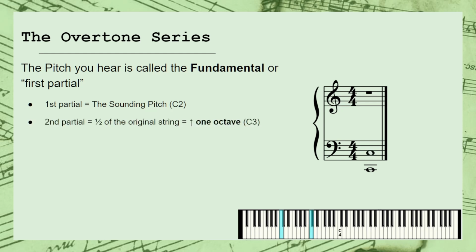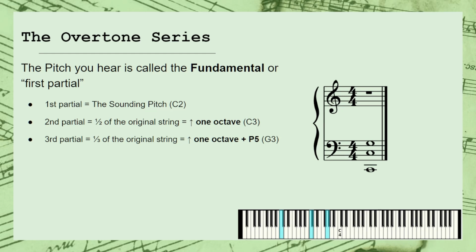If you were to divide the string in half by pressing it down in the middle and plucking it again, you would find the second partial, which sounds an octave higher than the fundamental. So in this situation, we would hear a C3. If you were to divide the original string into a third of the original length, you would hear the third partial, which would be an octave and a perfect fifth higher than the fundamental. In this situation, a G3.